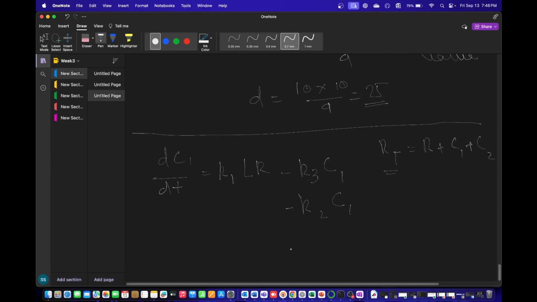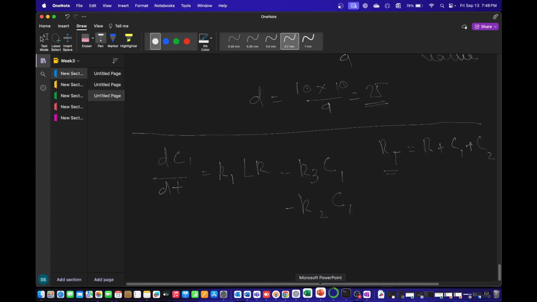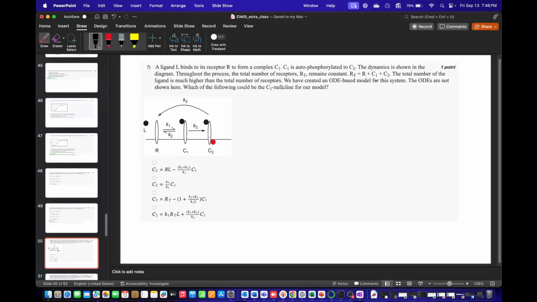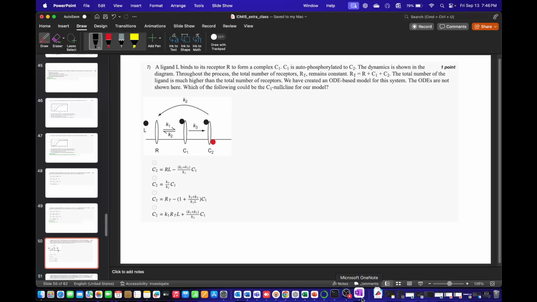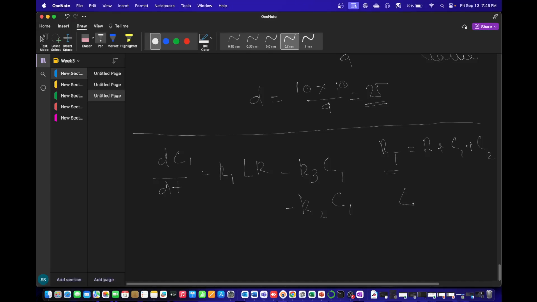Note that L is much greater than RT, it is given. The total number of ligand is much higher than the total number of receptors. So RT is the number of receptors and ligand is L. So L is much greater than RT. Okay, that is the condition that is given as well. And this is your equation for dC1/dt.